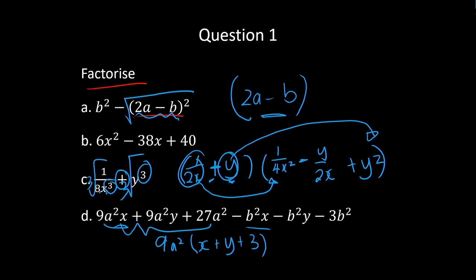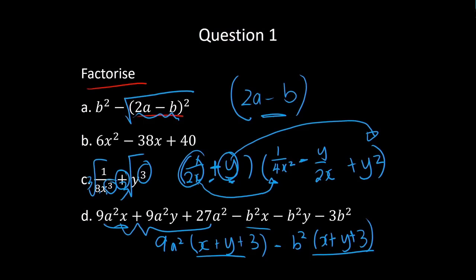Now, in the next lot of 3 terms, you can hopefully see that there's a common factor of negative b squared. So let's pull that one out, and you'll be left with x. Minus divided by minus is a plus y. Minus divided by minus is a plus. 3b squared divided by b squared is just 3. Now we can see that our common bracket is x plus y plus 3, and 9a squared minus b squared is what we get left with.